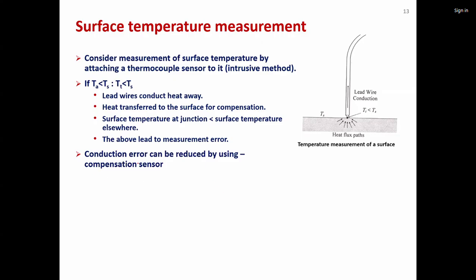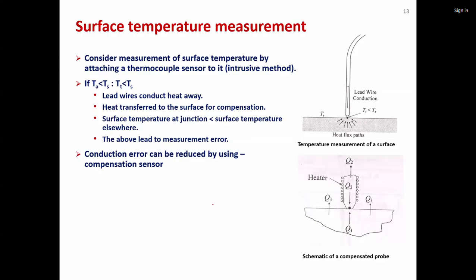Now, how do we compensate for this conduction error? In applications where you are taking some decision, or the instrument itself is taking some critical decision based on the temperature that is measured using the thermocouple, the accuracy of measurement becomes very important. So one of the ways that you can compensate for this heat loss is by including these heaters all around the thermocouple wire.